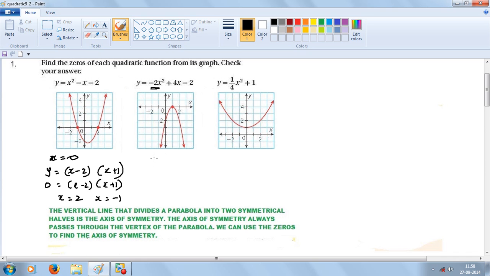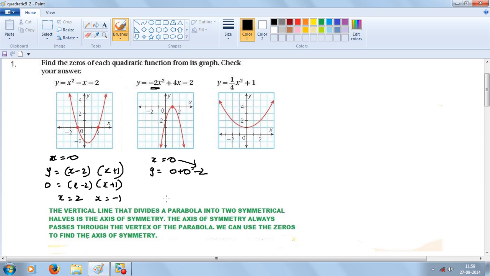So let us find out: when x is equal to 0, y is equal to minus 2x squared becomes 0, plus 4x becomes 0, minus 2. So it cuts the y-axis at minus 2. You see the graph. When x is equal to 0, y is minus 2. That is not what we want. What we want is, so we'll try to solve this equation.